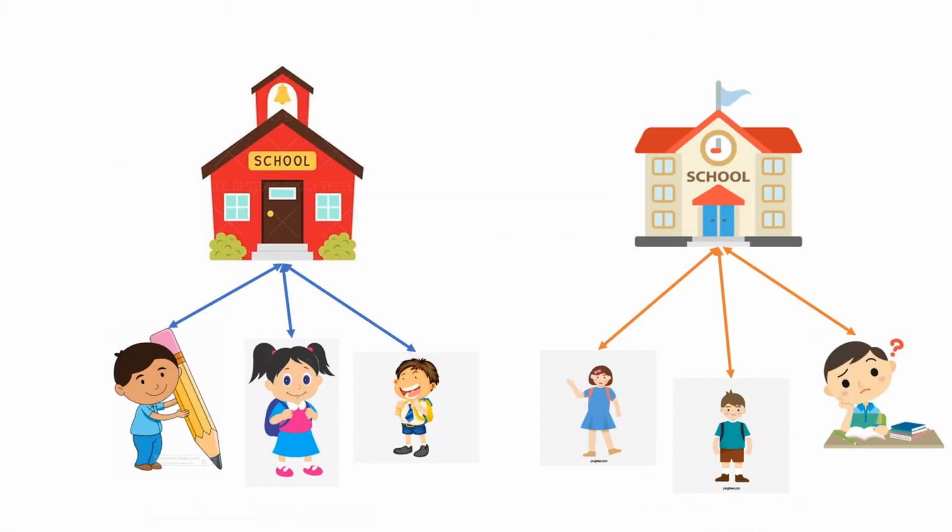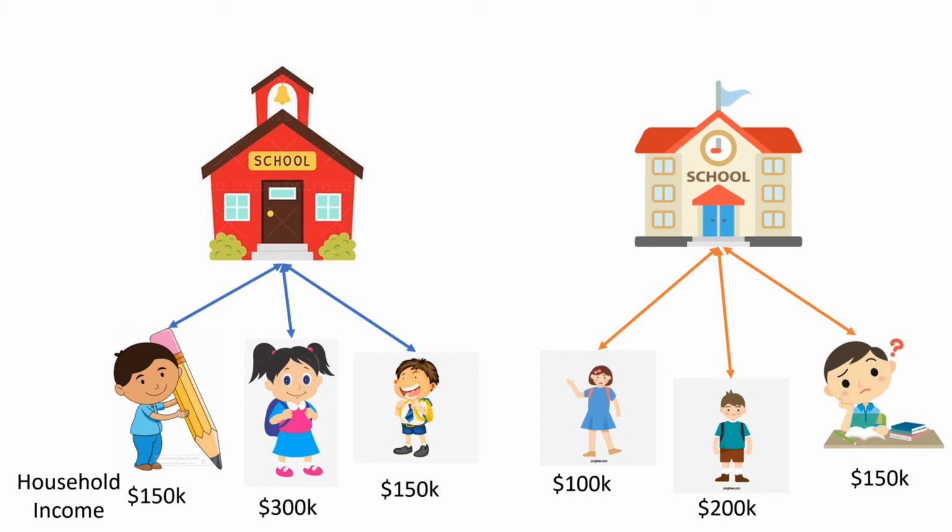Let's return to our example of students nested within schools to talk about variables at different levels of data. We'll start with a variable that is specific to the little units or the level 1 units, in this case the students. And we're going to talk about household income. Of course, each of these students comes from a different household, which has a different income level. So household income varies across the students.